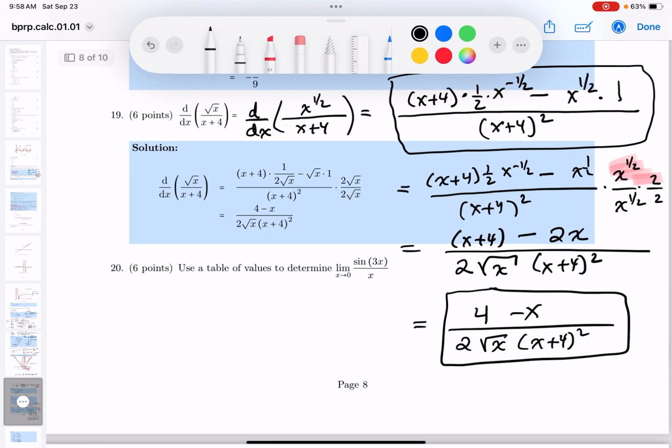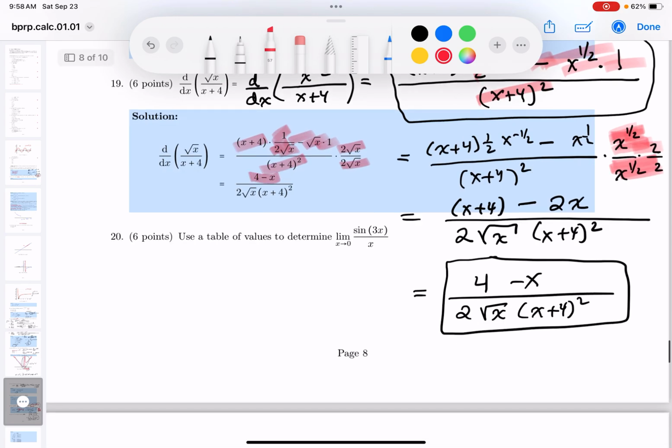You might be looking at this and saying it looks different. It's not different. It's the same thing. I see the x plus 4, I see the 1/2, and by the way, x to the minus 1/2 is 1 over the square root of x. What's over here? Minus root x plus 1, and then x plus 4 quantity squared. I multiply top and bottom by 2 root x, same thing that's over here. Are we getting the same thing? Yes, we are.